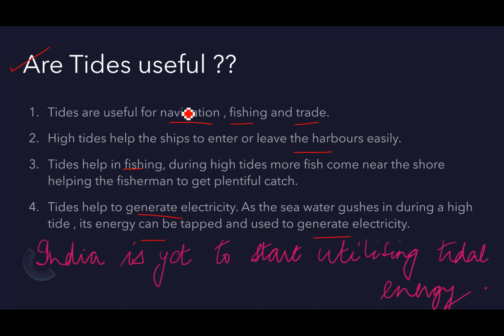So tides are useful in navigation, fishing, and trade. High tides help the ship to enter or leave the harbors easily. Then they help in fishing, because high tide brings more fish near the shore. And of course, they can also generate electricity, because as more water gushes in through the high tide, energy can be tapped and used to generate electricity.